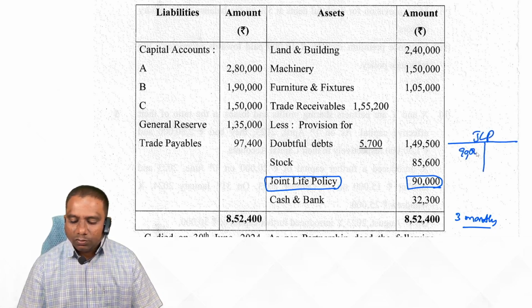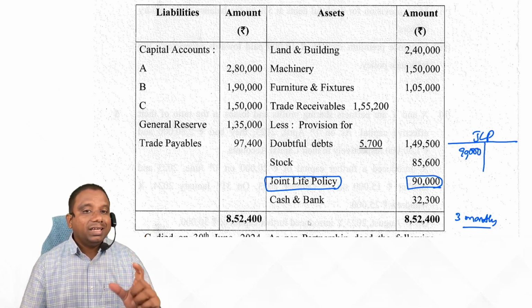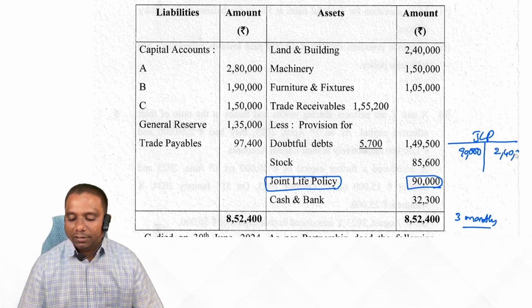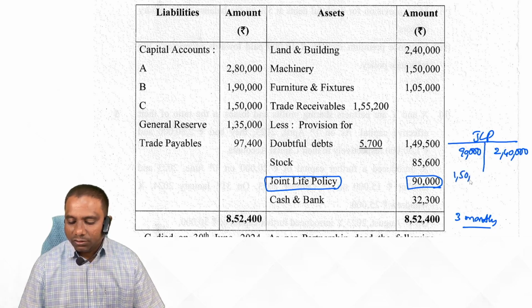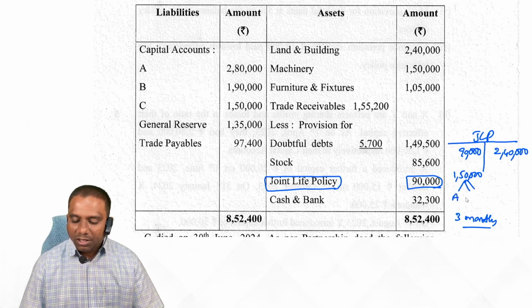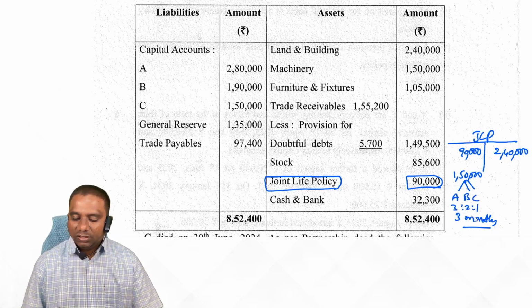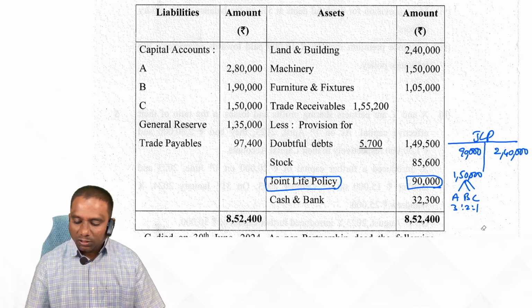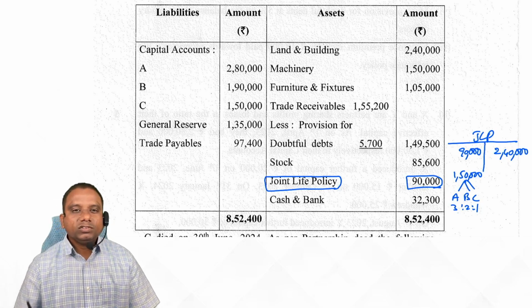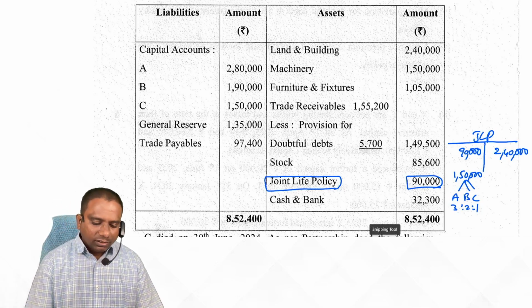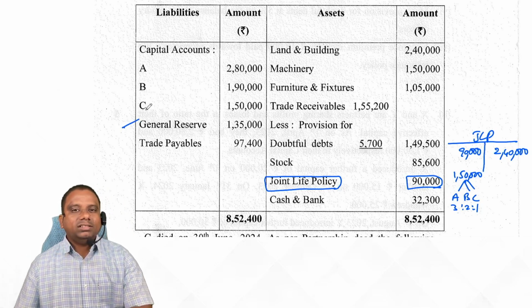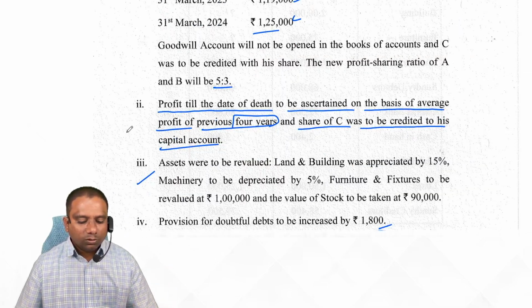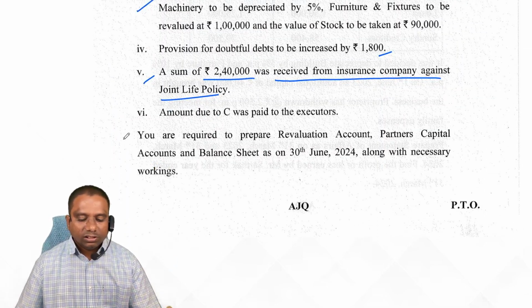How much balance we have? 90,000. But how much amount received on the death of C? 2,40,000. How much difference we have? 2,40,000 minus 90,000. So 1,50,000 rupees difference. This 1,50,000 we can distribute to A, B, C in their profit sharing ratio 3 is to 2 is to 1. That's it. This is the accounting for joint life policy. Next, in the balance sheet, we have general reserve. This is also distributed to the partners. Apart from these adjustments, there is nothing new in this problem. Observe, students.